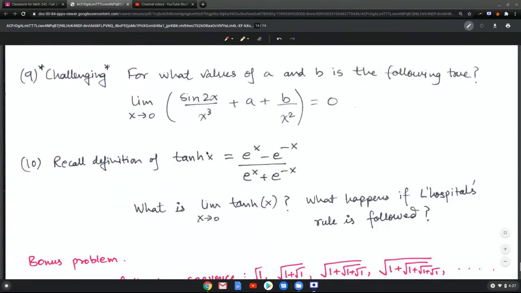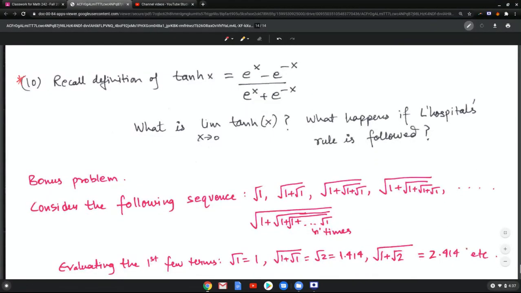You recall the definition of tanh x. The question is, what is the limit as x goes to zero of tanh x? What happens if L'Hopital's rule is followed? Actually, correction here. Okay, anyways, I'm going to correct this question. I don't think it is correct in the current form.